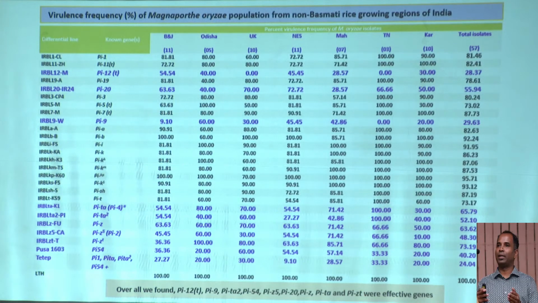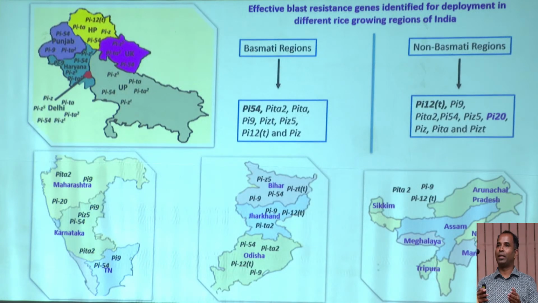Similarly, we carried this out for non-Basmati also, and we found PA12. You see, for Basmati and non-Basmati the genes differ, but overall some kind of commonality will be there. Based on this pathotyping, we can deploy the genes that are very much effective for the particular region. For example, in the Basmati region, if you take UP, these genes are very effective. In Punjab, these genes are very effective. Overall in Basmati regions, PA50, beta2, beta are very effective. For non-Basmati, PA12, PA9, beta2 are very effective.